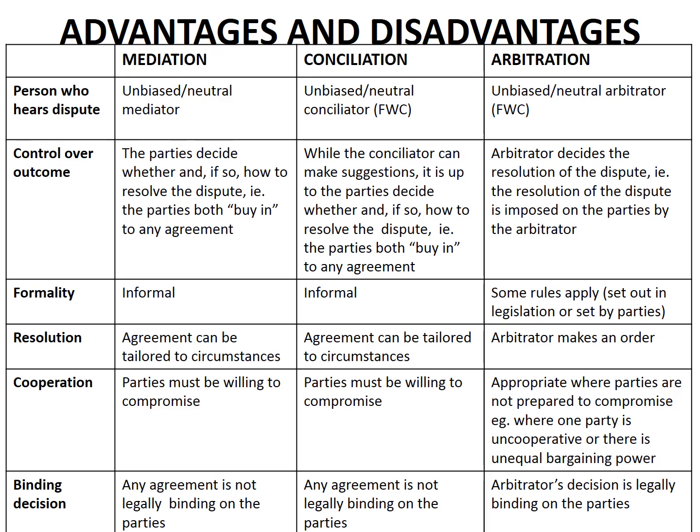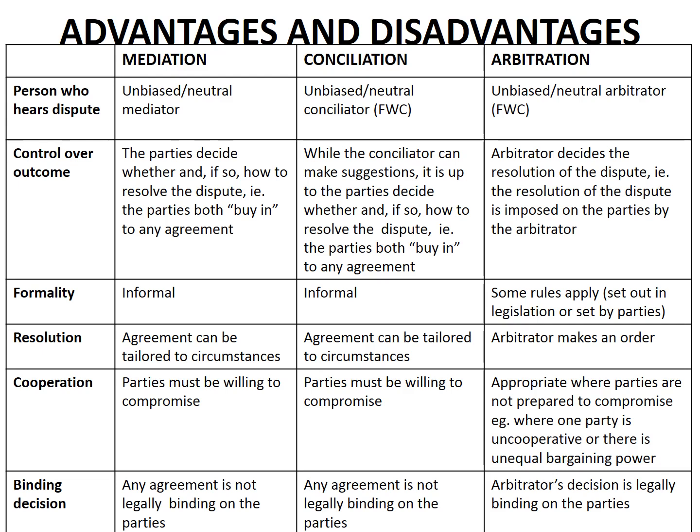Turning now to who has control over the outcome of the dispute resolution method. In both mediation and conciliation, it is entirely up to the parties themselves to decide whether, and if so how, to resolve the dispute. This is important because it means that both sides, that is, employer and employees, will have to buy in to any agreement that they might make. That is, they both will have an incentive to honour their agreement because they've both had to compromise to reach that agreement in some way.